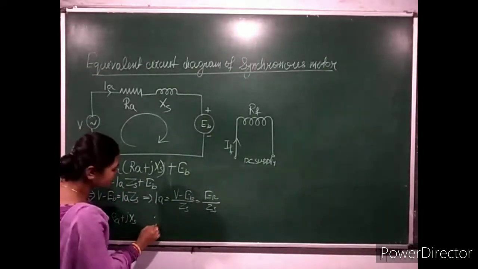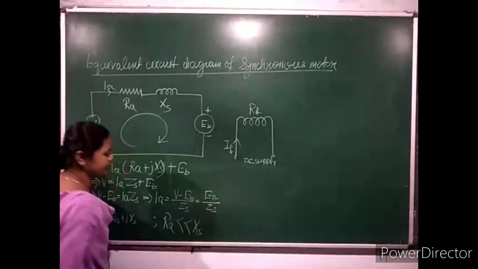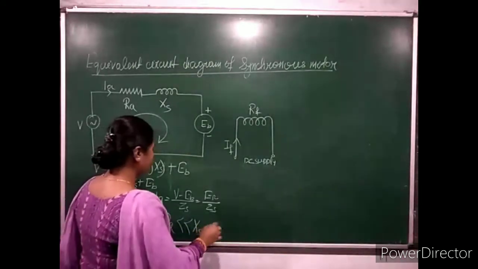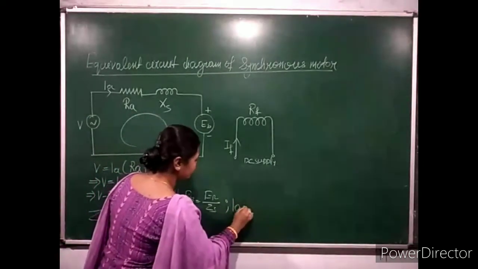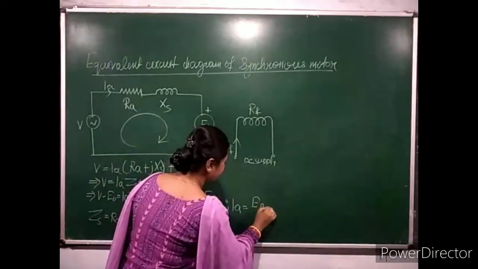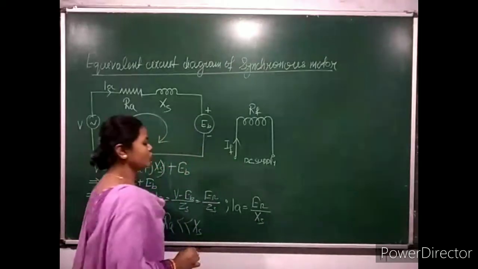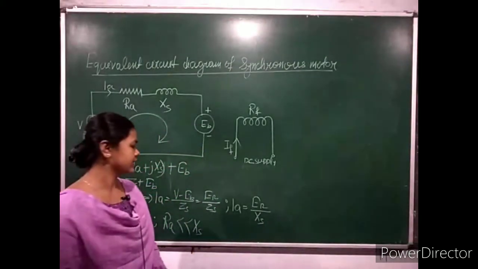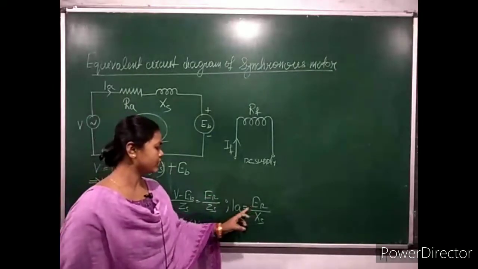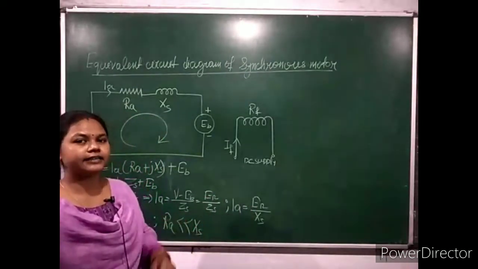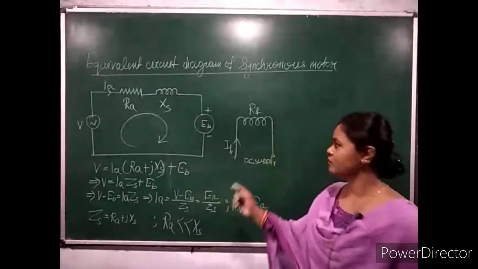And in case of a synchronous motor, the armature resistance is very much less than Xs. So the equation for current may also be written as Ia is equal to ER, that is the resultant voltage, divided by Xs. For this case, the phase angle between this resultant voltage and current is 90 degrees. This one is the field circuit.